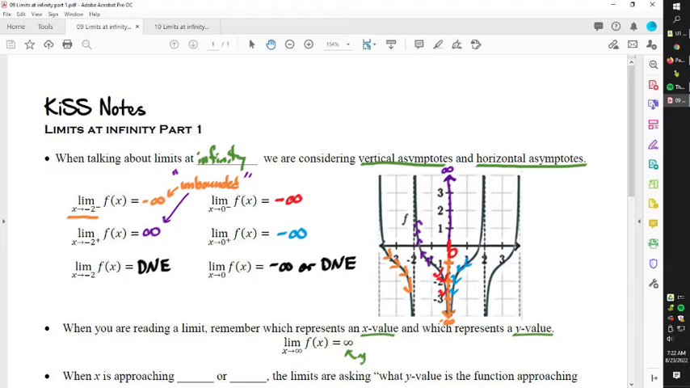Okay, so when you guys are reading the limit, remember which represents the x value, which represents the y value. Okay, this is your y value and this is your x value. Okay, different things here. Whenever the x value is infinity, we're going to be talking about horizontal asymptotes. When the y value is infinity, those are your unbounded answers.